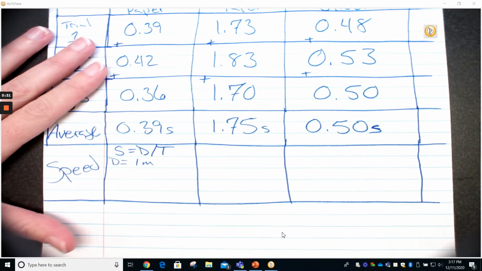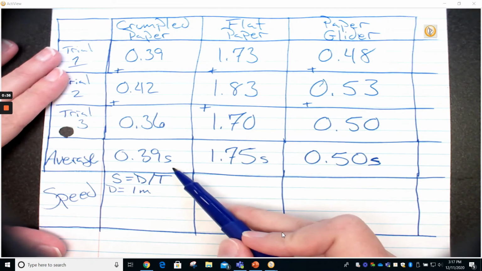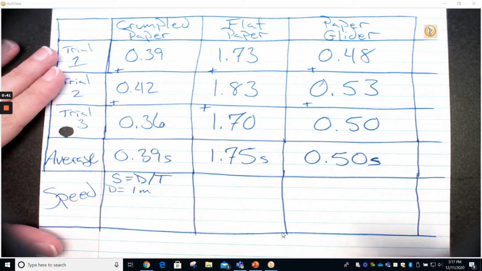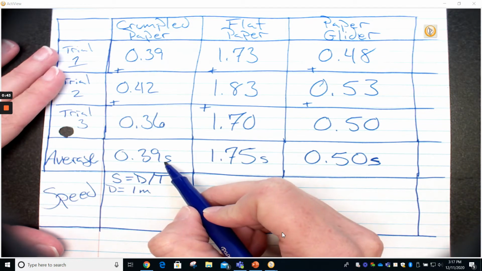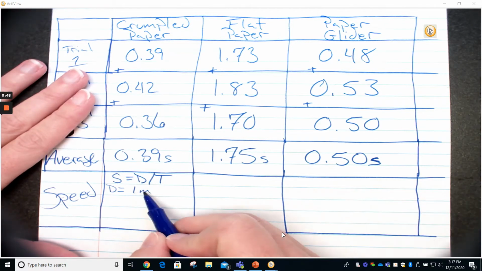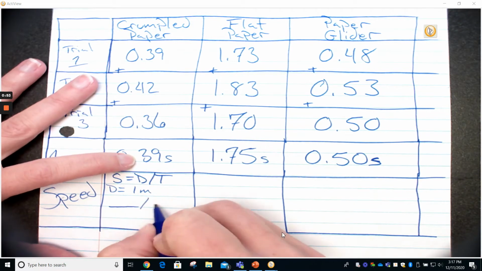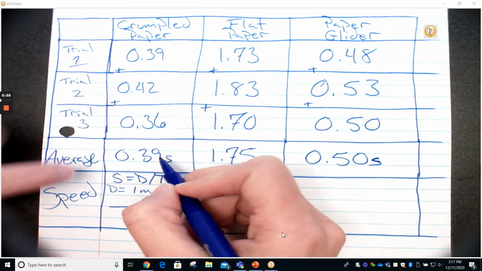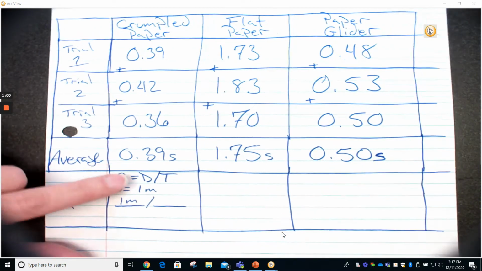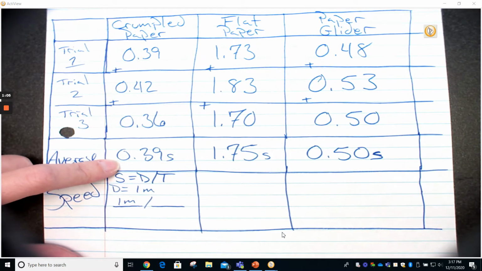Well, what was our time? Well, for each of these different types of paper, you figured up your average time right here, okay? So we know our distance and we know our time because it's right up here. All we have to do now is substitute that into our formula, right? So there's distance and our time is right here. So here's a spot for our distance. Here's a spot for our time. Our distance is 1 meter. Remember, it was the same for all of them. Our time is whatever your average time was for each type of paper you did.